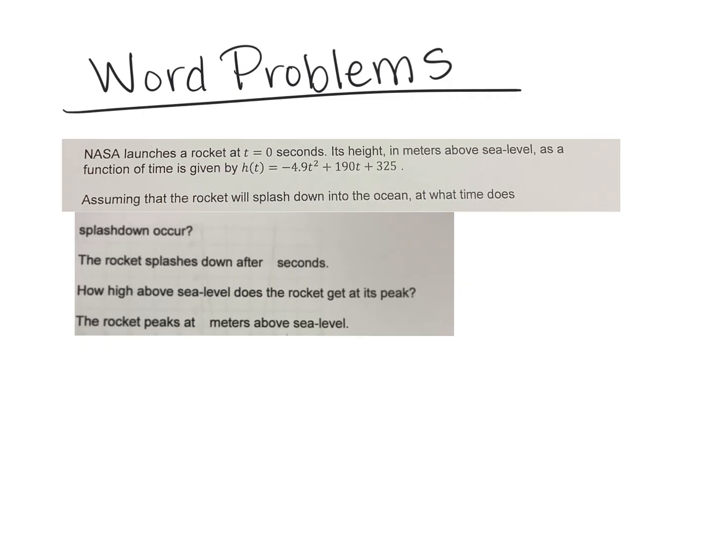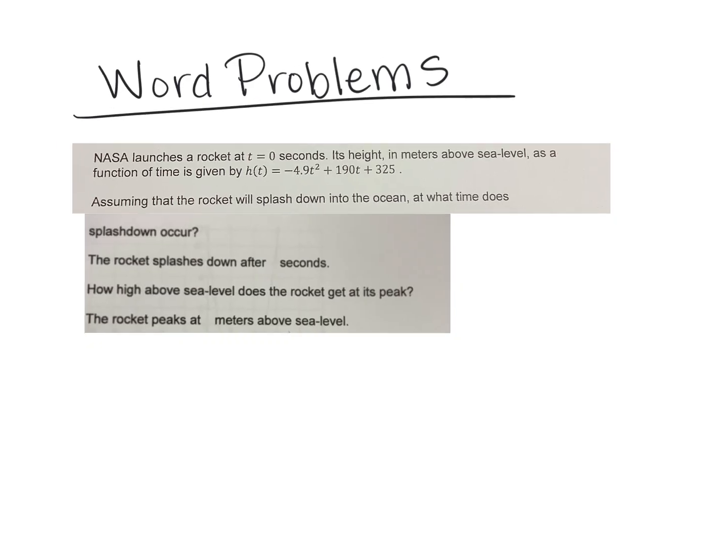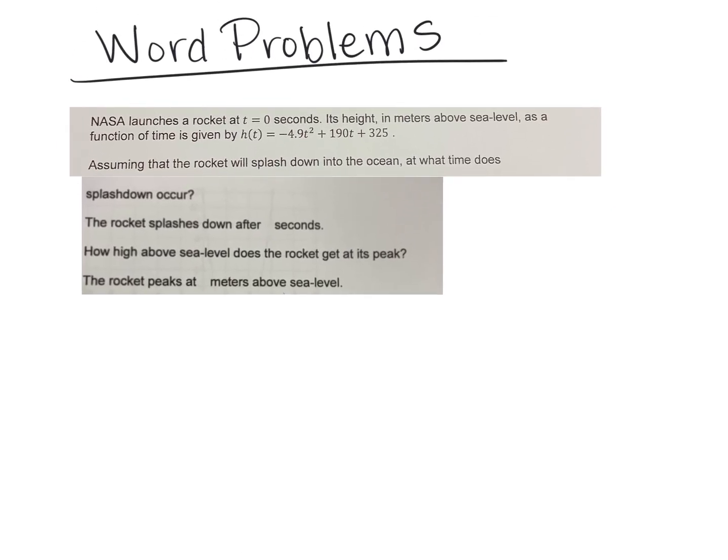The next question is talking about a rocket that's launched, and the given equation gives us the function for the height with respect to time. Assuming it will splash down in the ocean, at what time does it splash down? It's asking you these couple of questions. So again, with this equation, you are going to be looking for those things that we looked at in the last one. Splashdown is going to be our t-intercept.